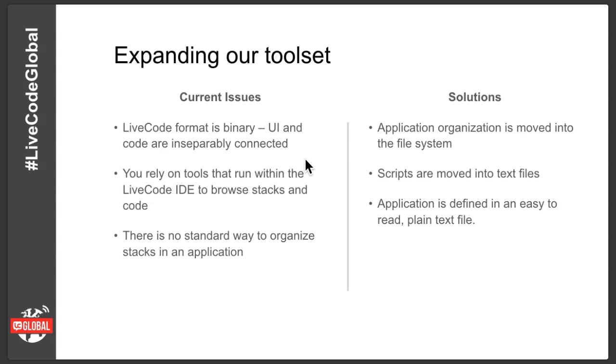So the solution I saw as I thought about this problem was, what if we move the application organization into the file system? If we move all the organization into the file system, we instantly have access to a host of other tools, right? First of all, we can browse the high-level application structure using a file system browser. Most professional text editors these days allow you to open a folder or have a project of folders where you can browse the hierarchy of a project. So just by moving organization into the file system, we open up a whole world of tools that can help us with our app.